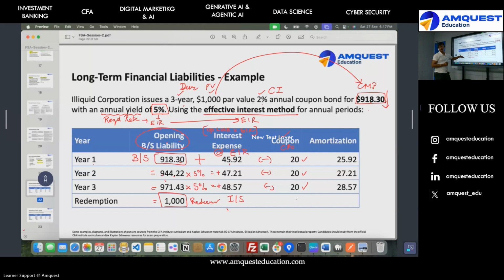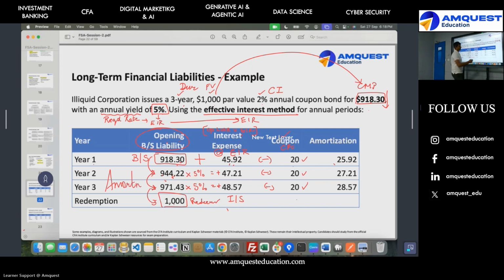This is very important to learn, right? Why is it important? Because I hope you realize every year I am opening my balance sheet and increasing it by an amount which is equal to interest minus coupon. 45 minus 20, 25, it increased. 47 minus 20, 27, it increased 27. 49 minus 20, 29, increased 29. Every year it increases by an amount based on the maths.